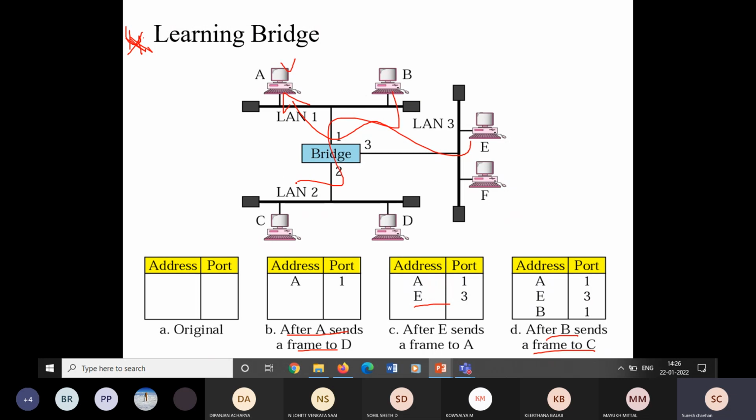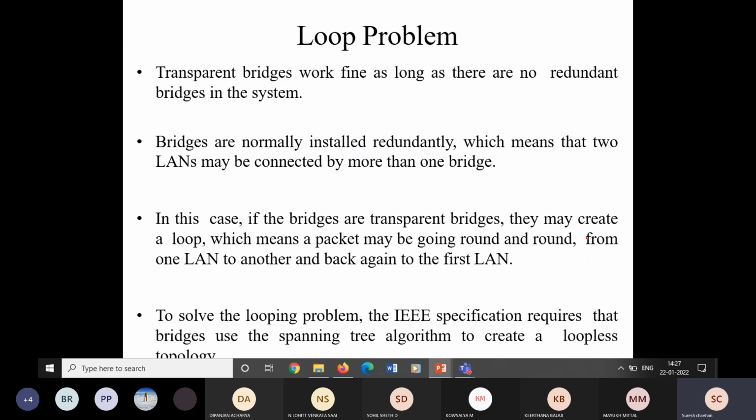So B will be sending a frame to C. So like this, whichever devices are the station will send the data at that time. This forwarding table will get updated on its own. So that's why they are calling it the learning bridge, right? So in the learning bridge, there is a problem called the loop problem. Let's see how the loop problem will be there.